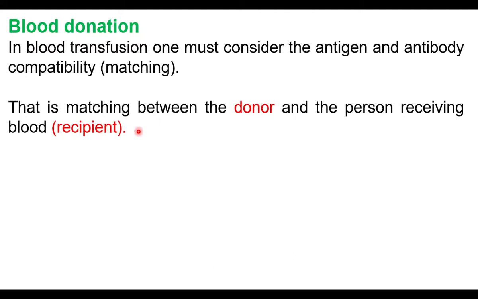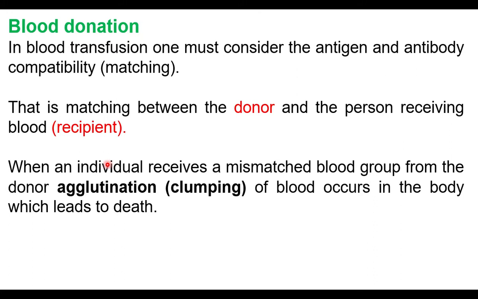That is compatibility. If there is no compatibility, what will happen? When an individual receives a mismatched blood group from the donor, agglutination or clumping of blood occurs in the body, which leads to death.